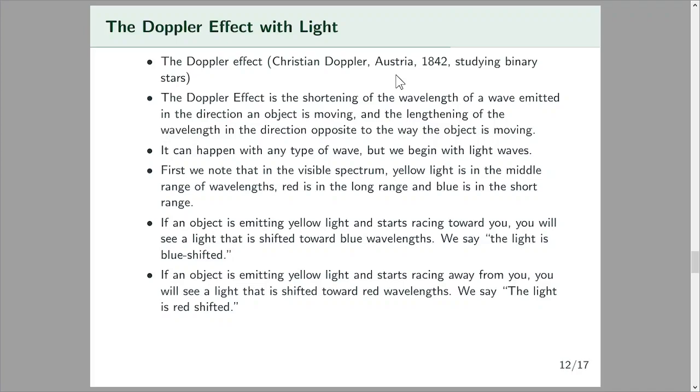Similarly, if the yellow source is moving away, we say it's red shifted. And really, regardless of whether it's visible or not, we'll say the light is red shifted for something that's moving away, or blue shifted for something that's moving towards you, even if it's in the X-ray range or something. Objects that are moving towards you, their light is blue shifted. Objects that are moving away, their light is red shifted.